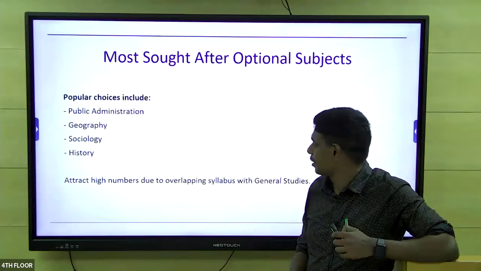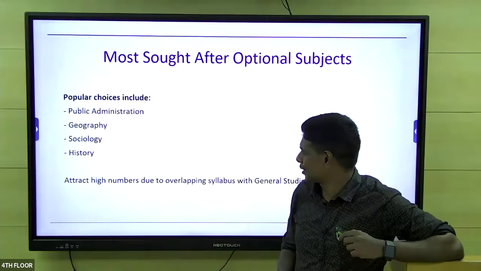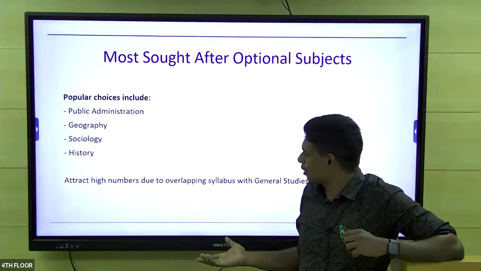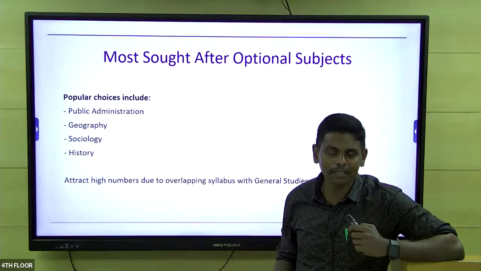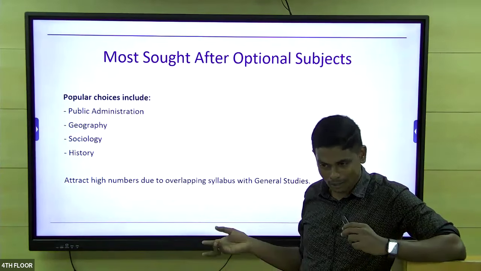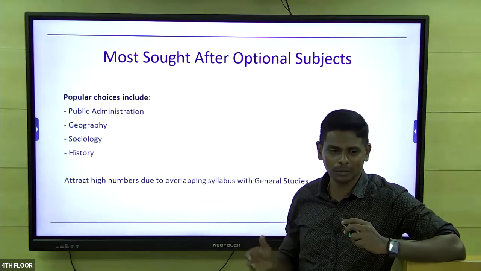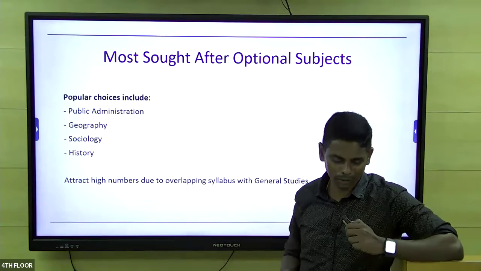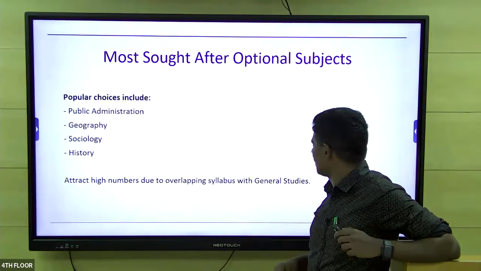Normally we have popular choices: public administration, geography, sociology, history. They attract many candidates. Nowadays anthropology tends to be higher on the side. Then philosophy, not at that level, but okay. Anthropology and philosophy are chosen because their syllabus is much smaller. So these attract a high number due to overlapping syllabus with general studies.